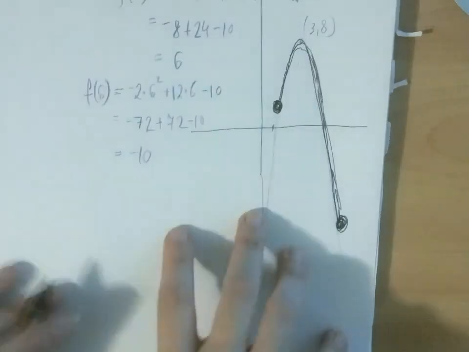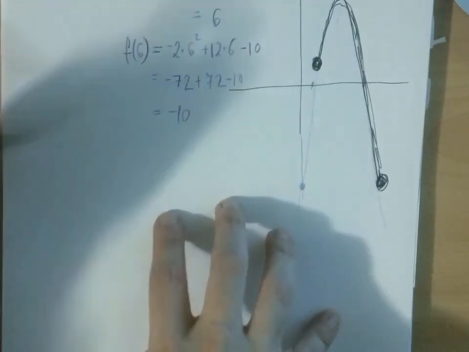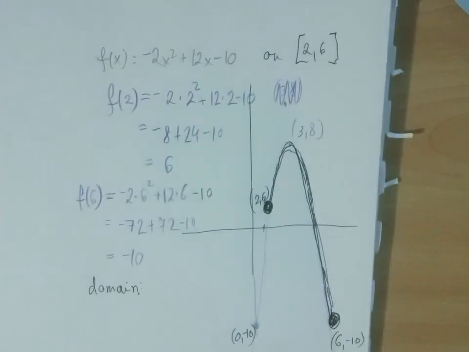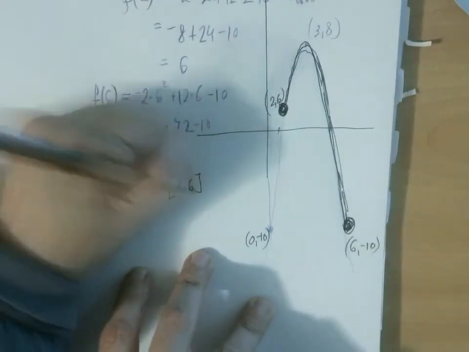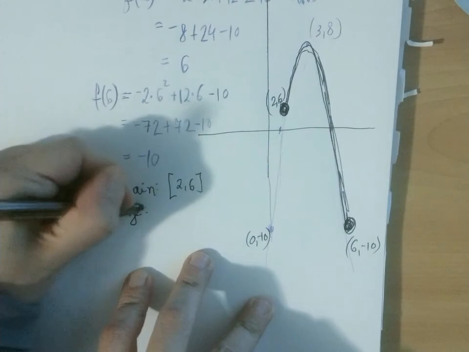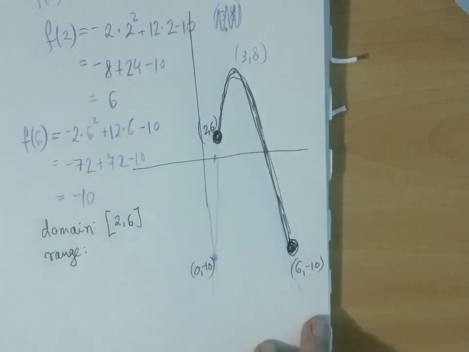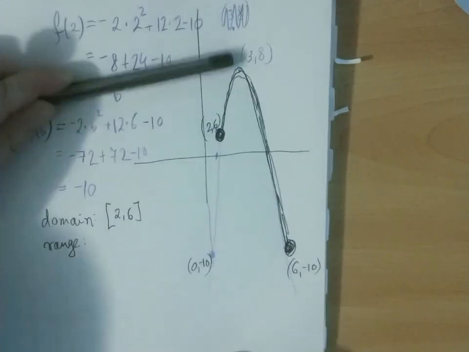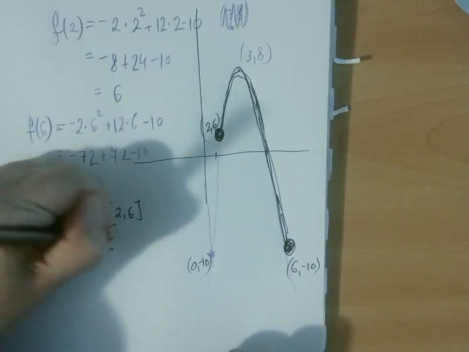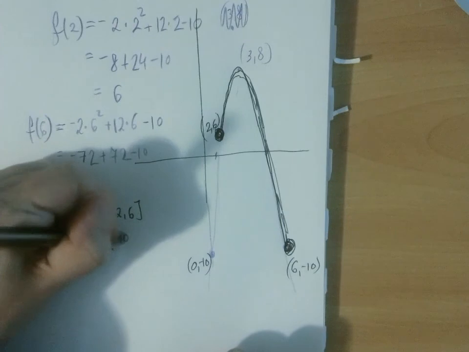all those questions. So let's start with the domain. The domain was given to be the closed interval from 2 to 6. The range, well, now that we have the picture, it's quite easy. It's the closed interval. The lowest y value is -10. The highest one is 8. So it's from -10 to 8.